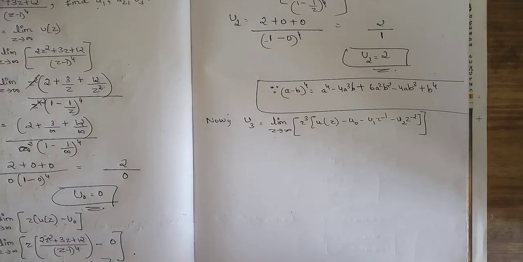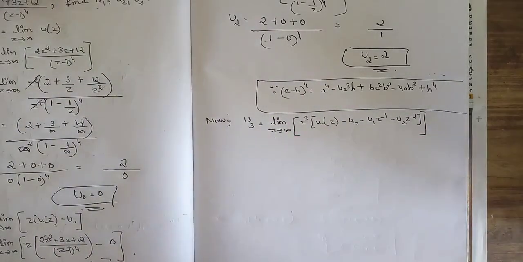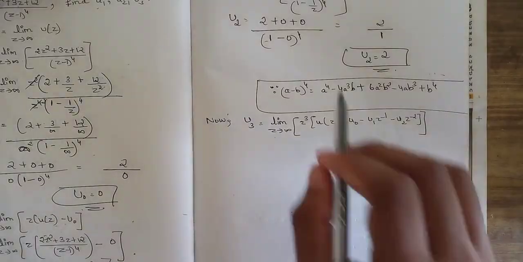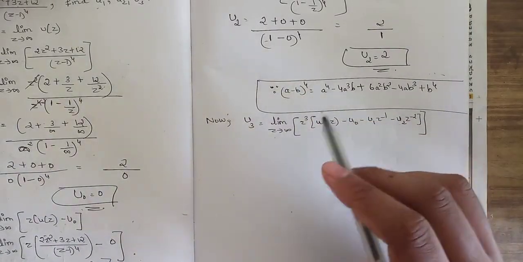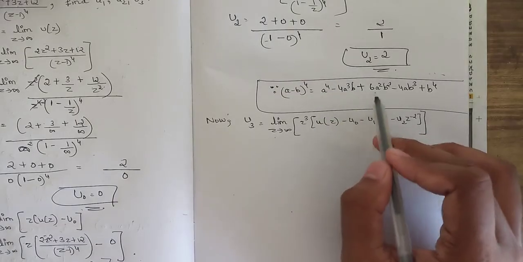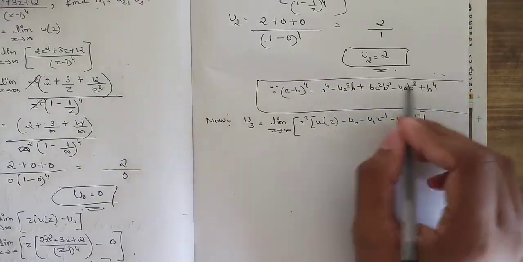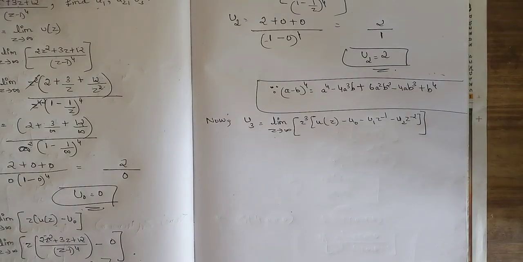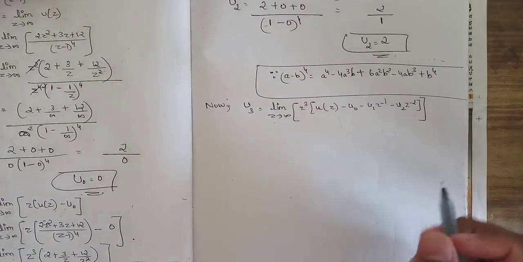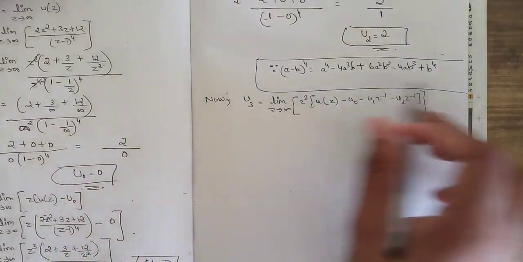So now, before finding the value for u3, we need to remember this identity, because we are going to use it while finding u3. The identity is (a minus b) whole to the power 4, that is a to the power 4 minus 4a cube b plus 6a square b square minus 4a b cube plus b to the power 4. We are going to use this identity and expand one term in order to make the problem easier. We are going to use this identity only in case we are finding u3, so please make a note of this.